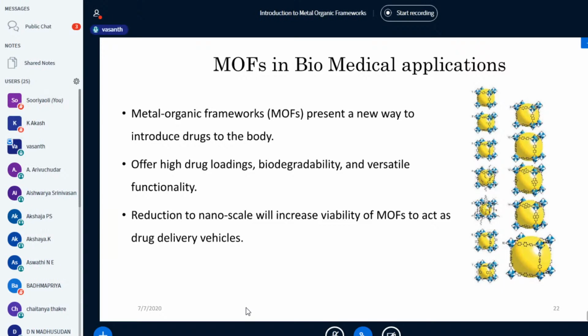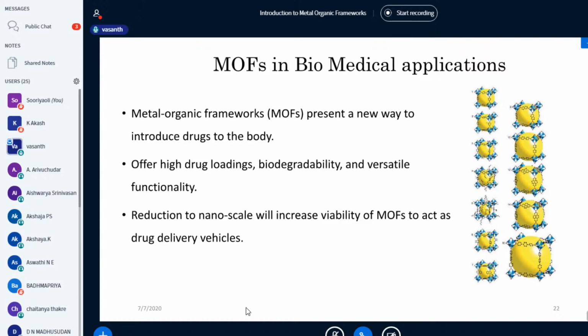These can be used for the introduction of drugs into our body, which is called drug delivery. These metal organic frameworks can act as a carrier for targeted drug delivery. In the case of chemotherapy, like in cancer cell lines, it has to be very targeted. If the drug delivery is very targeted, the cost of treatment is minimized, the cost of drugs is also minimized, and the side effects are also minimized, because side effects are a very big drawback in chemotherapy.